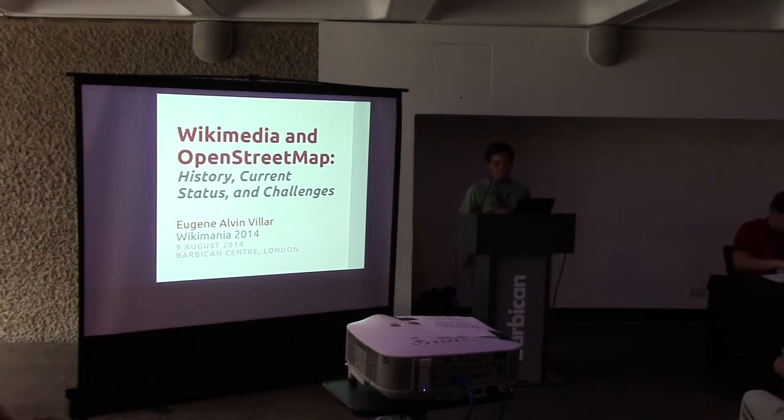So basically, I will try to explain how OpenStreetMap and Wikimedia projects can work together. I'll be giving a short history of what has been done before, what are the current things that we're doing right now, and some of the challenges that we're facing with regards to further collaboration between Wikimedia and OpenStreetMap.